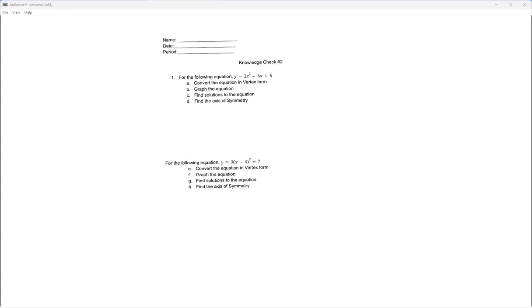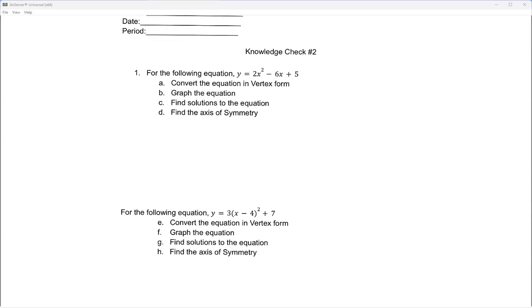Okay, so number one, what we do have to do is convert the equation to vertex form. I'm sorry, but this one required decimals, and I apologize for that. I will hopefully fix that for the test.